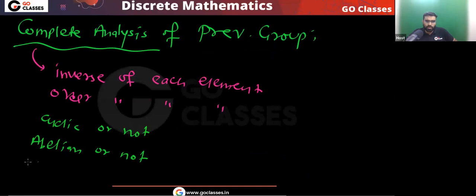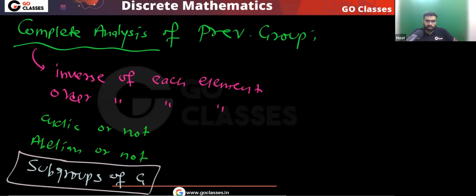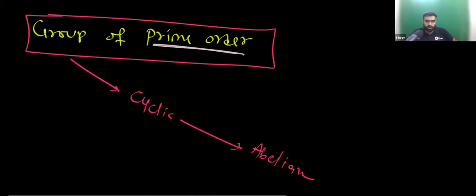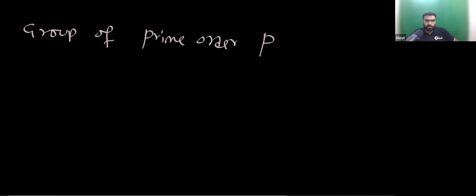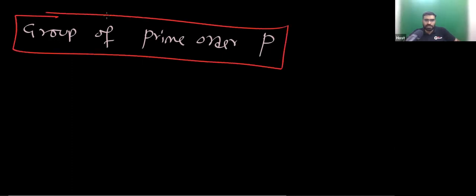More you can do. Maybe you can find some subgroups of G. First you tell me, because the order is 5, how many subgroups are there? If you have a group of prime order P, then how many subgroups are there? Only 2 subgroups are there, right?